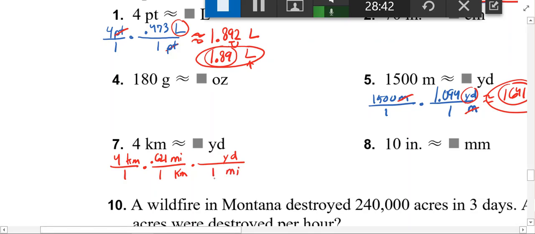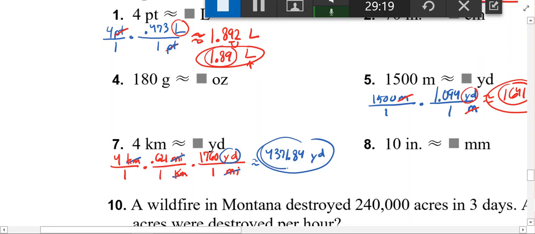And I do remember this. 1 mile is equal to 1,760 yards. Now let's check our words here. Kilometers are gone, that's good. And then miles are now gone, that's good. And the thing that we have left over is yards. So it looks like we have everything right in the right spot. And so then we'll just use our calculator. Type in 4 times 0.621 times 1,760. And we're going to get approximately 4,371.84 yards. This is the answer. This is what you would type in.